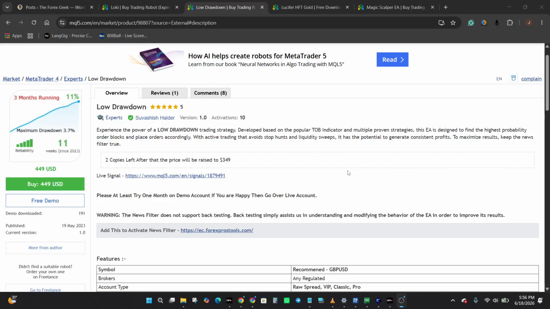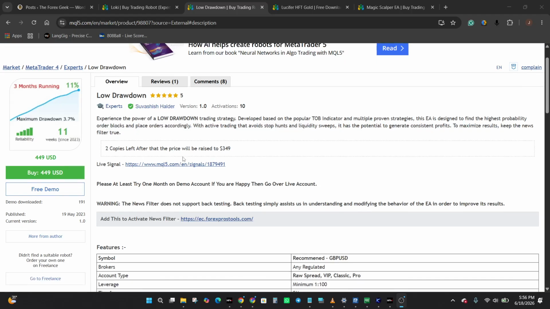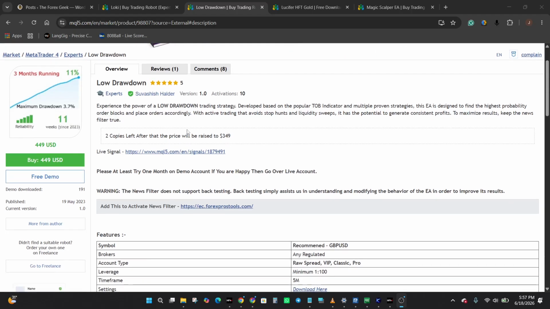In this review, I am taking a look at the Low Drawdown EA, an automated trading system developed for MT4. Right away on the MQL5 Marketplace page, we can see that this expert advisor is currently listed at 449 US dollars and was developed by Suvashish Halder. The version shown here is 1.0, and the product page emphasizes a low drawdown approach as one of its main selling points.